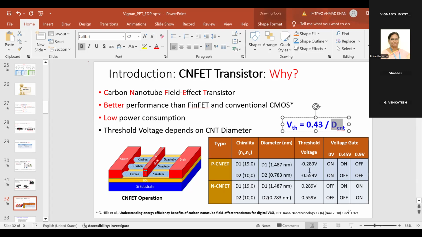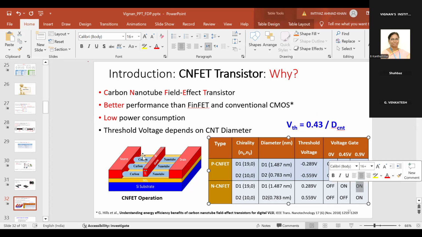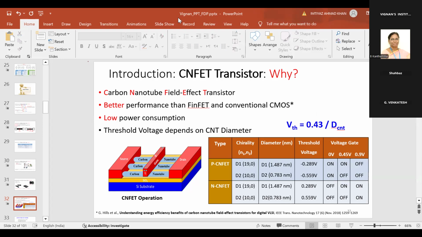For D1, the threshold value is 0.289. This time PMOS is used at 0 voltage and for 1 voltage, where 1 means logic 1 at 0.45 volt. But at high voltage PMOS will be off in binary and ternary also. And for NCNFET, also using a high diameter, the threshold value will be low, then it will be on at logic 1 and logic 2. This is the main advantage of using ternary circuits for CNFET devices.